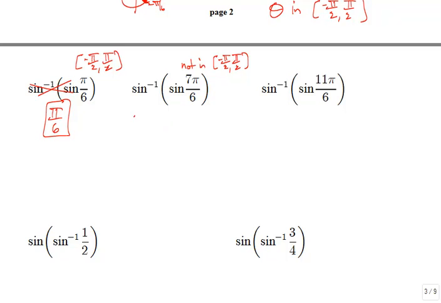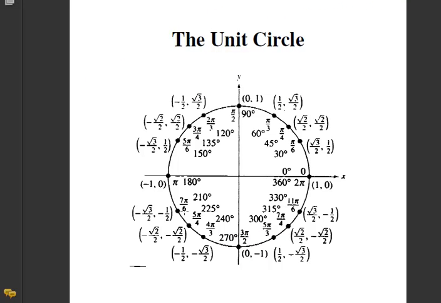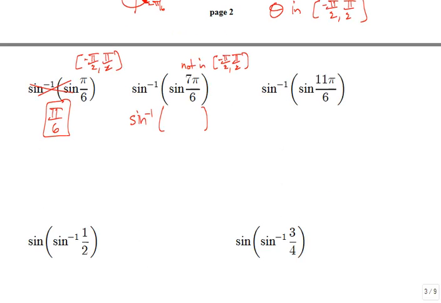So here's what we do. We just start working the problem from the inside out. What is the sine of 7 pi over 6? So think about your unit circle. Here's 7 pi over 6. The sine would be the y, so that's negative 1/2. So this is going to be negative 1/2.